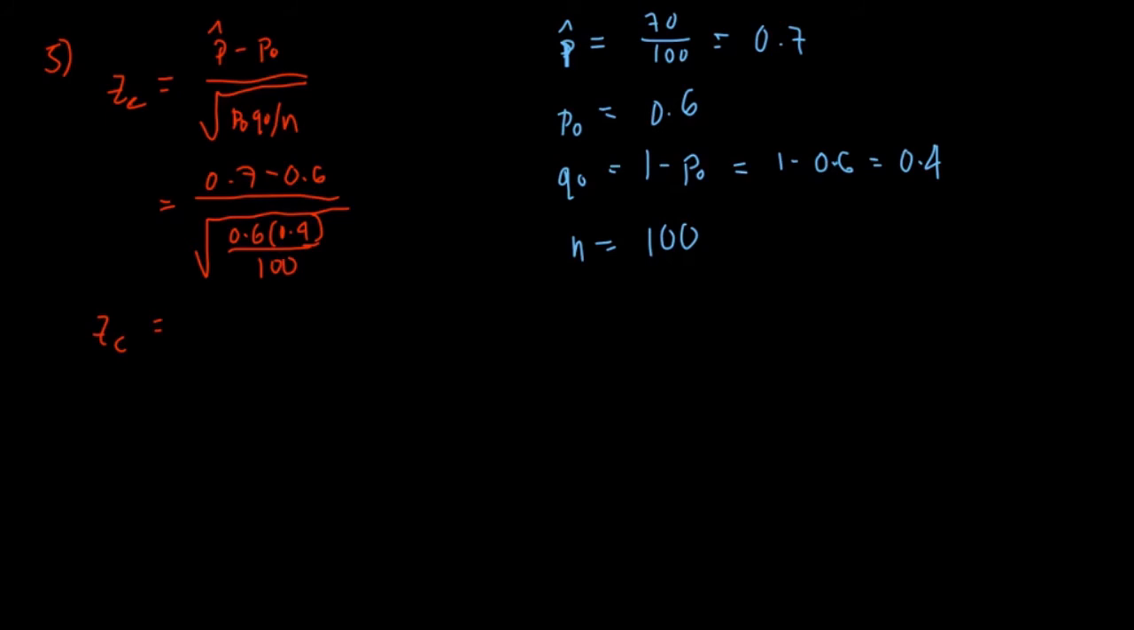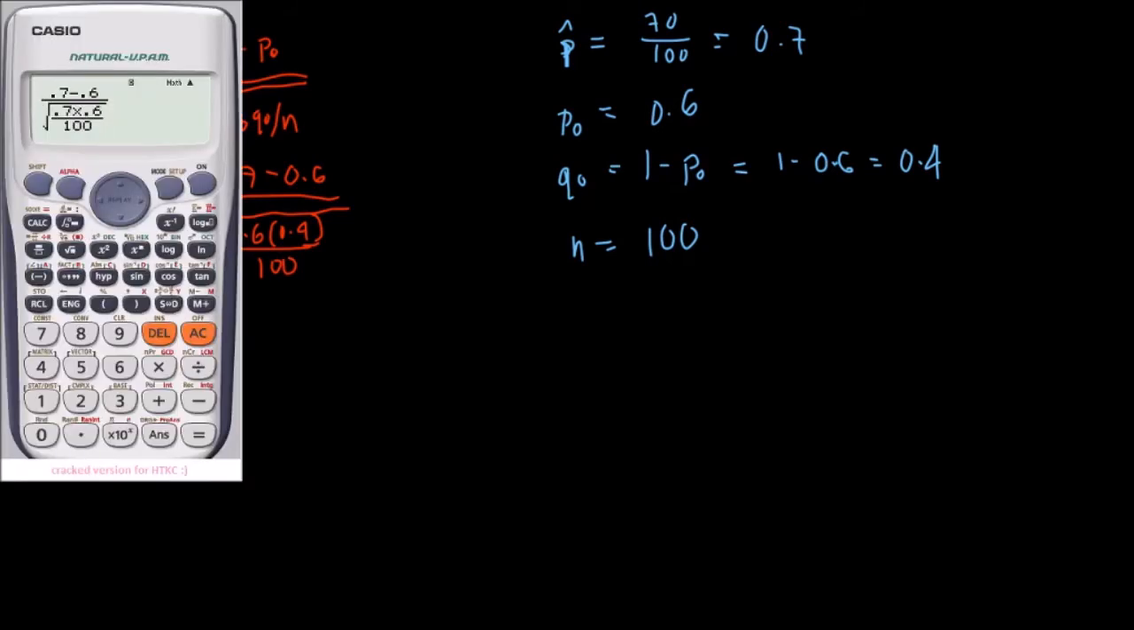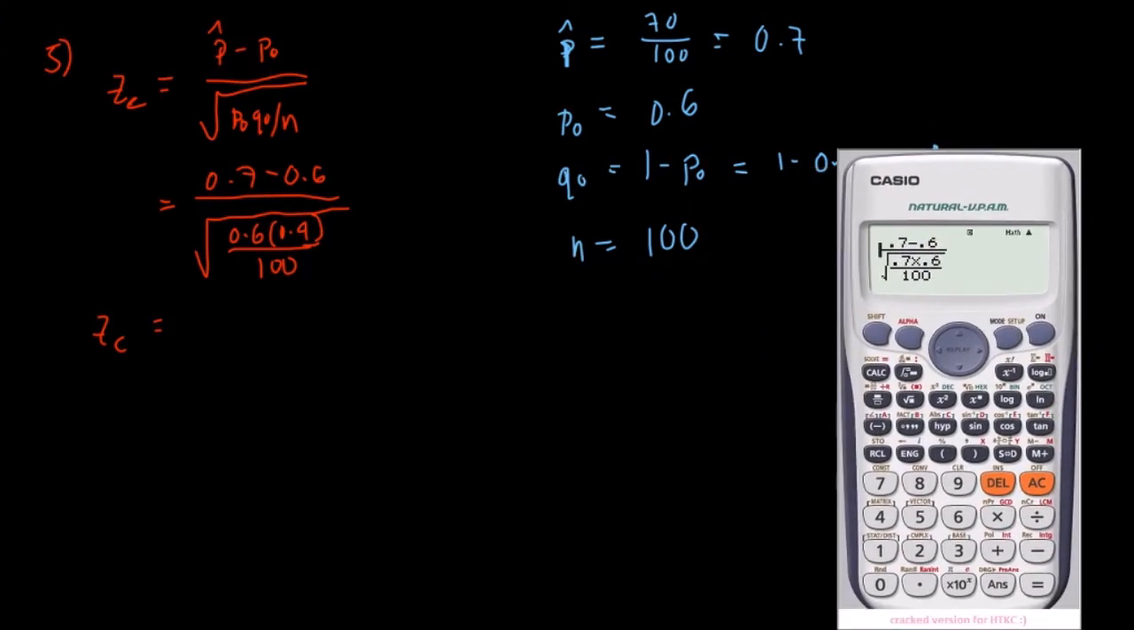We'll use our calculator here to solve for our computed z value. Let's just move our calculator over here. So we have 0.7 minus 0.6, all over the square root of 0.6 times 0.4, all over 100. And the answer is 2.04. So 2.04 is our computed z.